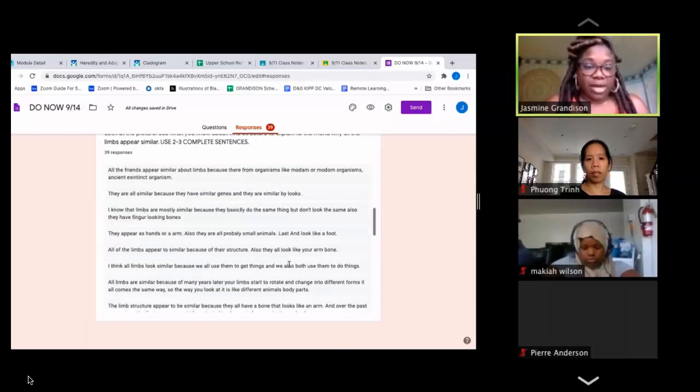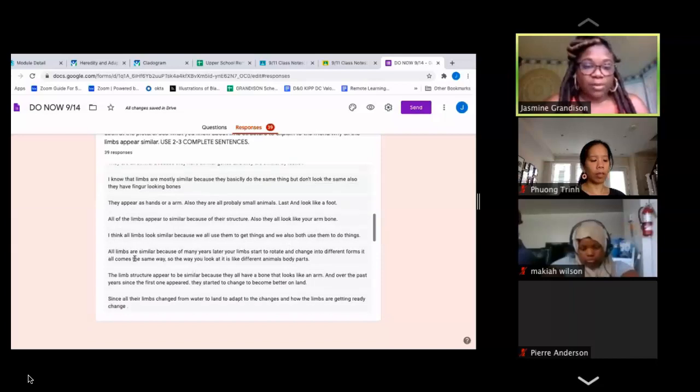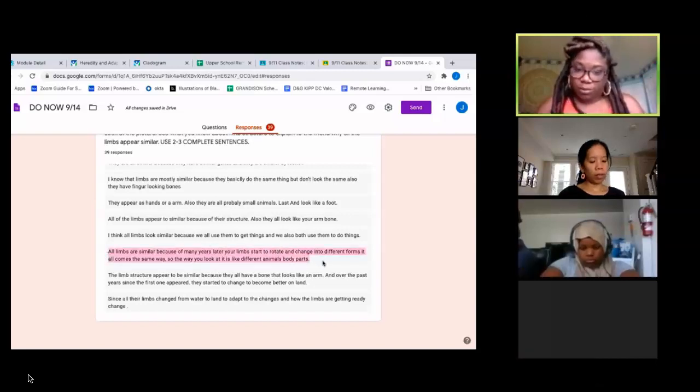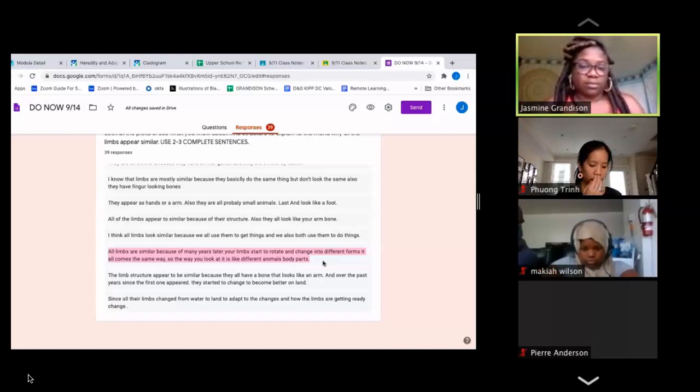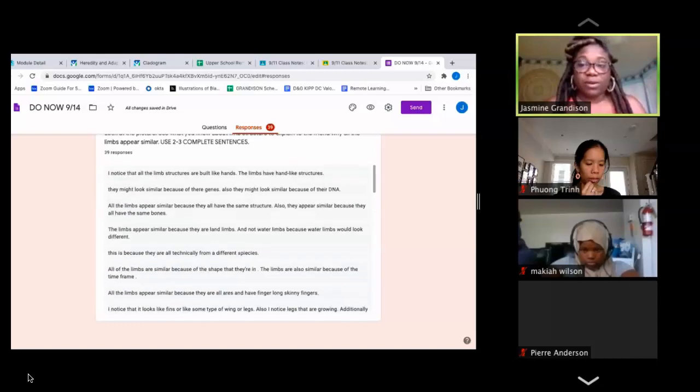Another answer that I liked: "All limbs are similar because of many years later, your limb starts to rotate and change to different forms. It all comes the same way, so you look at it as like different animals' body parts." I love what you're thinking, but please make sure you proofread before you click submit. And we all answer the question like I hope we would.